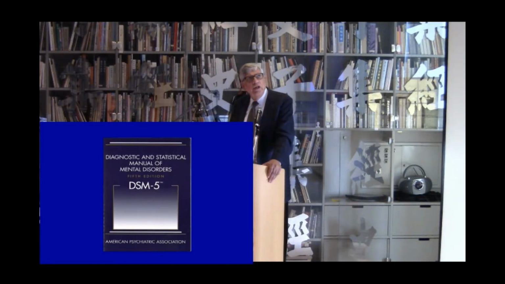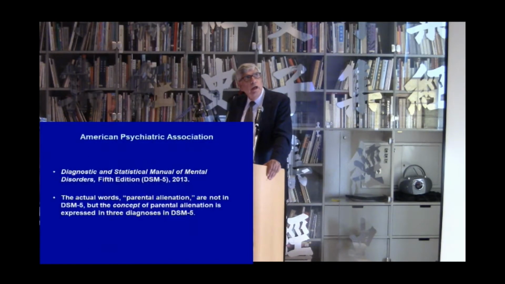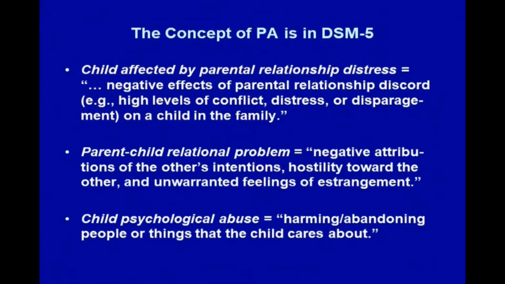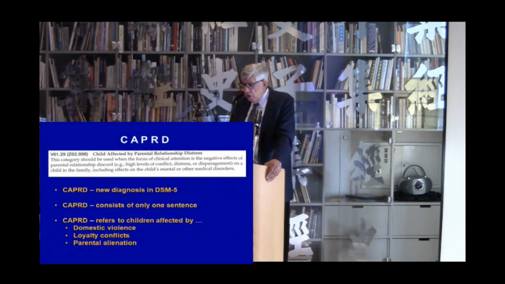So this topic comes up: what about the DSM-5? We tried real hard to get the words in the DSM, and they're not. The words parental alienation are not in the DSM-5, but the concept is there. The concept is there in 3 different diagnoses. If you read this top one, it's such an awkward name, child affected by parental relationship distress. And there's a little definition of it, negative effects of parental relationship discord on a child and the family. Well, that's a paraphrase of parental alienation, that the child is affected by conflict between the parents. And parent-child relational problem is a paraphrase of parental alienation and child psychological abuse. So we didn't get our total wish, the actual words are not in the book, but the concept is there.